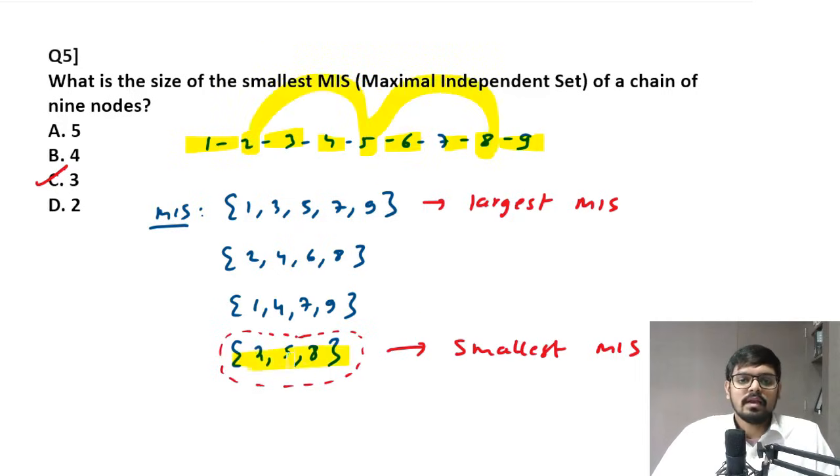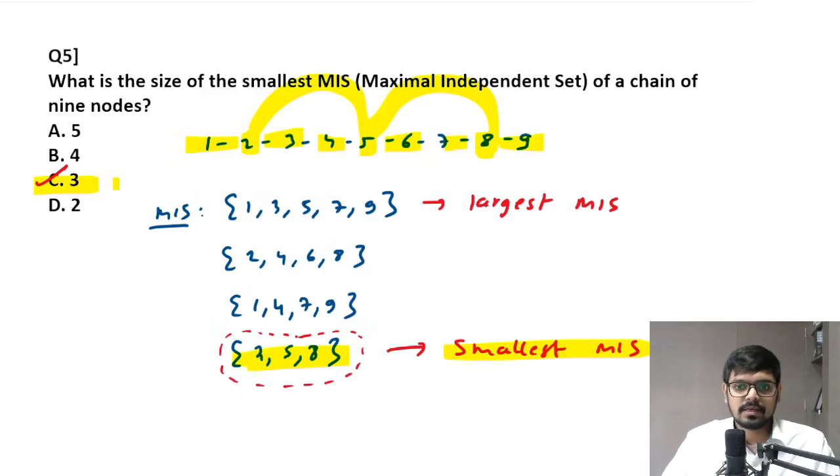2, 5, 8 were such vertices which had left and right neighbors, so avoiding them. 2 having 1, 3, avoid. 5 having 4, 6, avoid. 8 having 7, 9, avoid. So 2, 5, 8 are independent, plus no other vertex can be added into this set since any other vertex will behave as a neighbor. Therefore, this is an MIS, and this is the smallest MIS for this example. So the answer is 3.